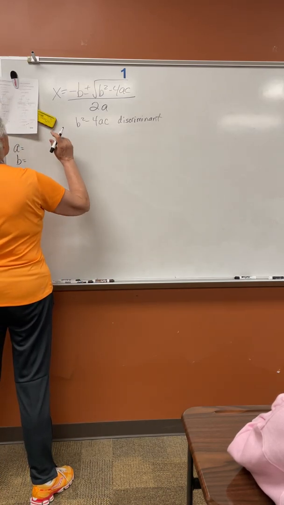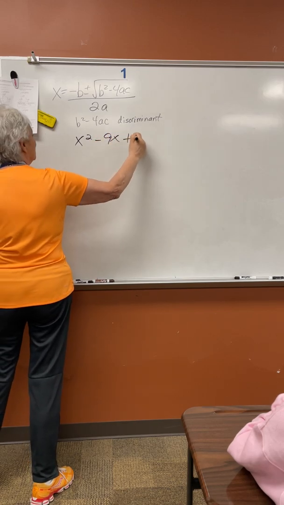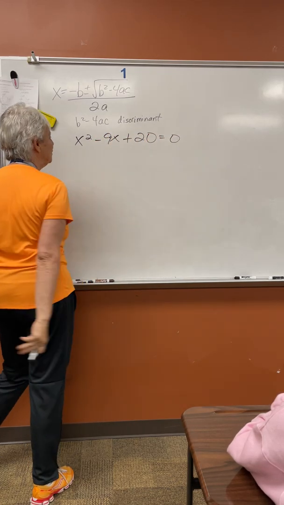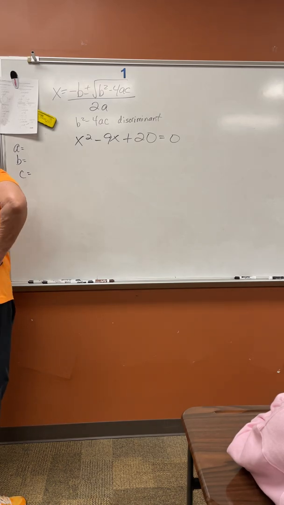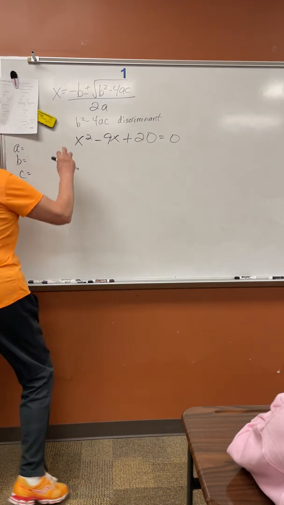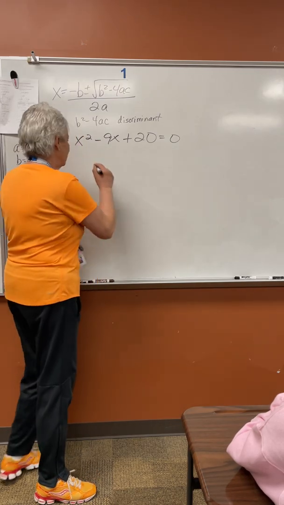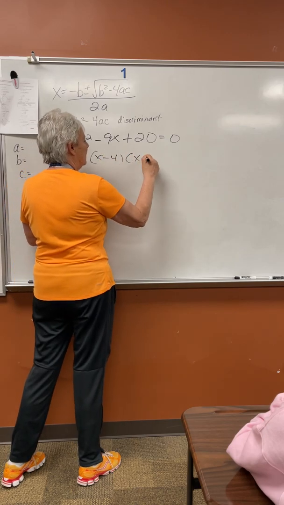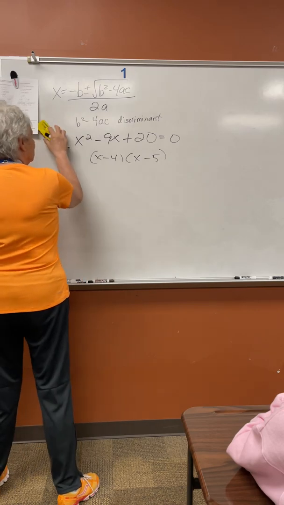All right, here's another ugly one. X squared minus 9x plus 20. Factorable? Yeah. How? Negative 4, negative 5. Oh yeah, it is. Wonder why I didn't do that. Oh, never mind, that's not the one I wanted to give you. Yes, this one's factorable, and the answer would be 4 and 5. Let's not do it with the quadratic formula.